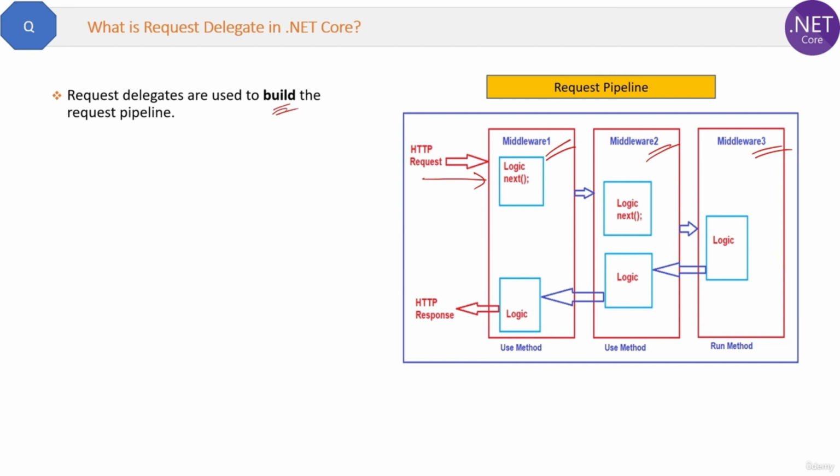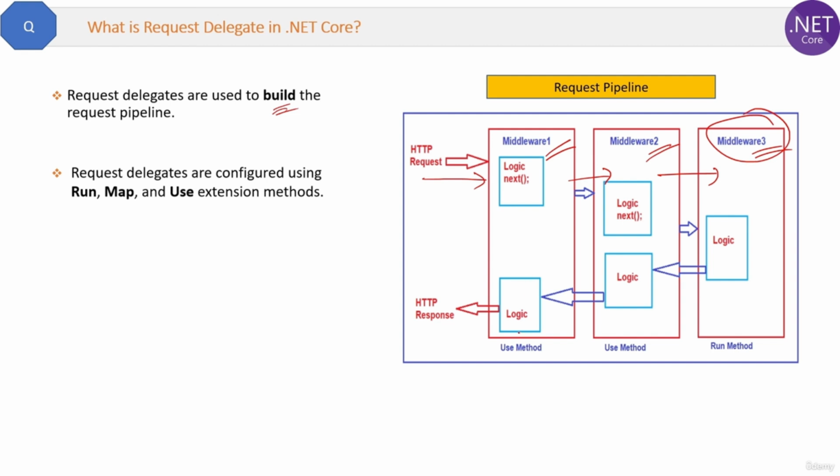Now the question is, how is this request going from one middleware to another middleware and finally stopping at the last middleware? How is it working? That is managed by the request delegates. The next important point about request delegate is that request delegates are configured using run, map and use extension methods. In the upcoming question, we will see how these run, map and use methods work in the request pipeline.